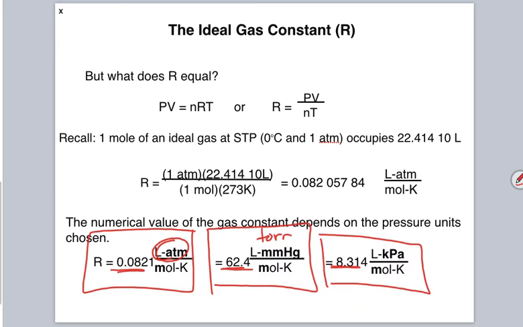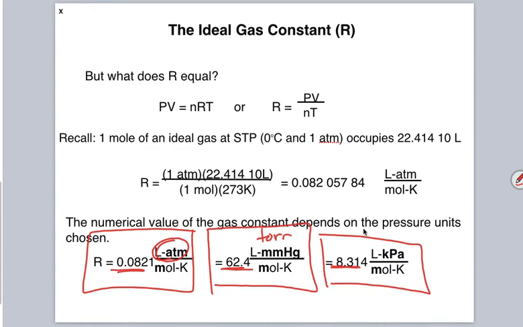These will make a little more sense as we work through these problems. This first one, the 0.0821, is the most common one we will work with because most of the time pressure is going to be in atmospheres. We will occasionally use the 62.4 because occasionally the pressure will be in torr or millimeters of mercury.